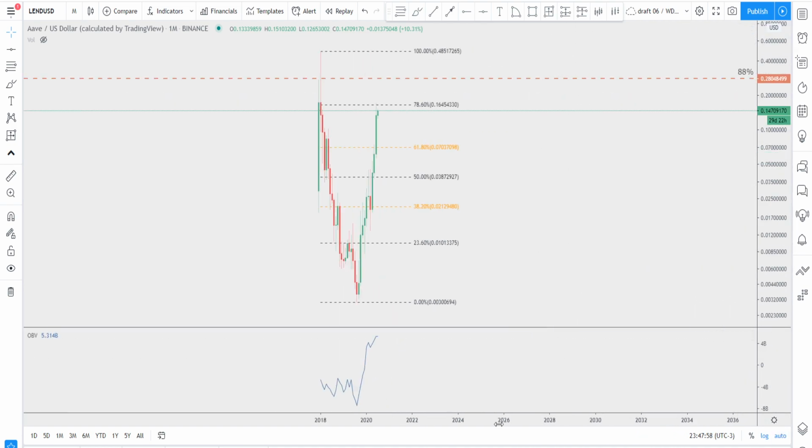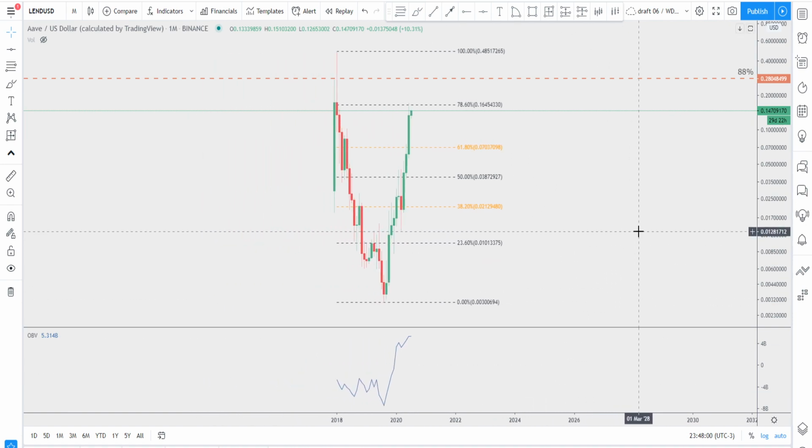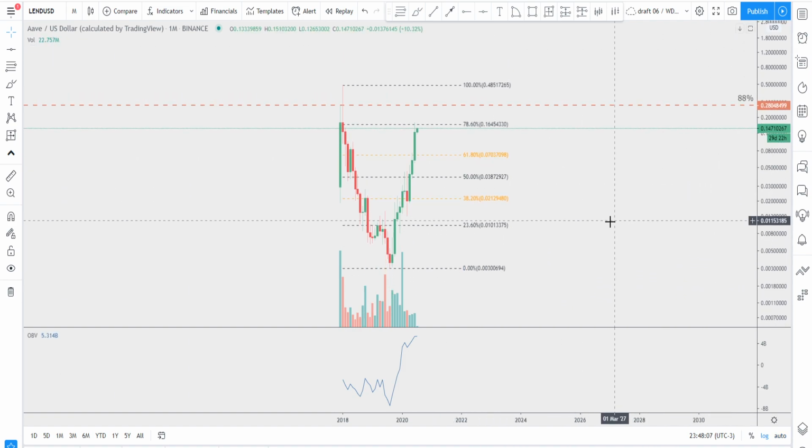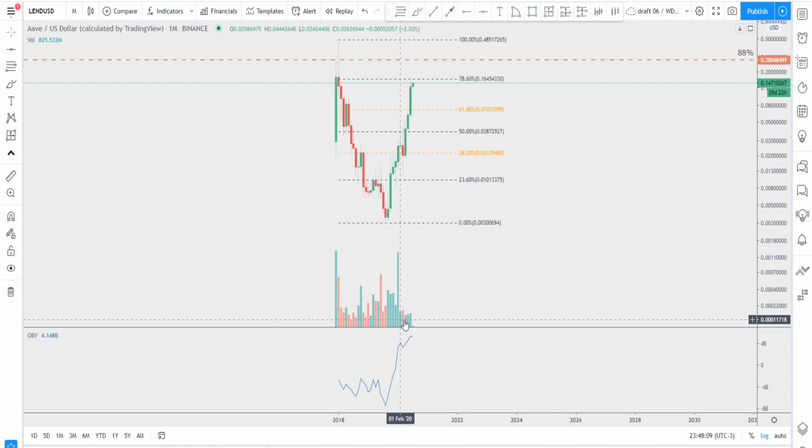Whoa. Yes, OBV here, it's all the way bullish too. Great. A thing here, as you guys can see, we are having these very impulsive moves with candles, very powerful candles, very bullish, but the volume is not following.